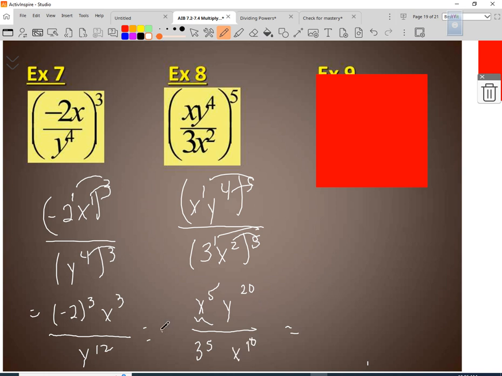All right, so the like bases are x's. We have a y on the top and no y's in the bottom. We have this coefficient that we need to raise to the 5th power. I'm going to start with x to the 5th minus 10th power. y to the 20th, nothing to do with that. So I've taken care of those.